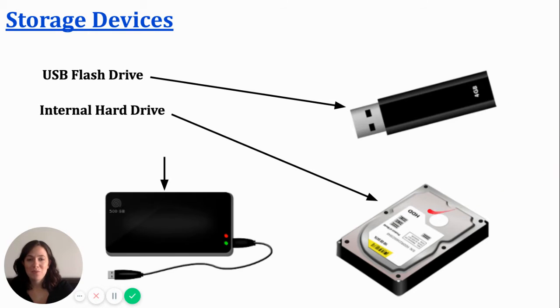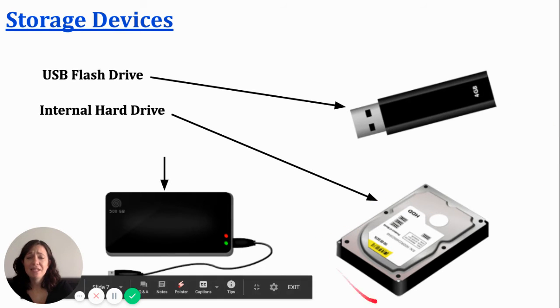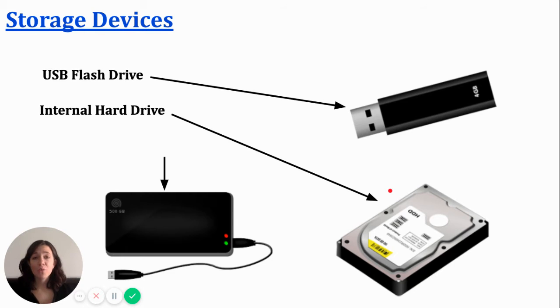The next one right here, this is the internal hard drive. So that's the storage device that's already in your computer. You can't see it. It's in the system unit, and that's what stores everything in your computer. Like anything, storage devices have space limits.